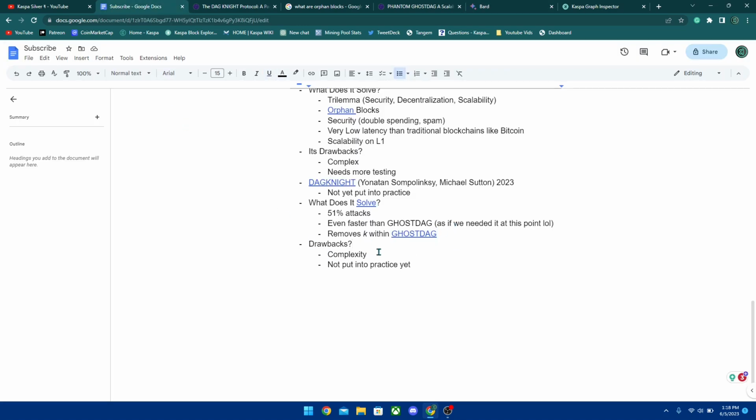And what are its drawbacks? Again, complexity, and then again, it's not put into practice yet. This is a future protocol that is coming.